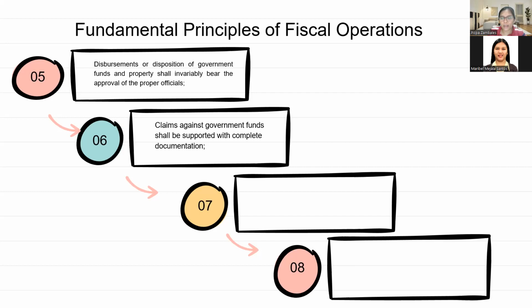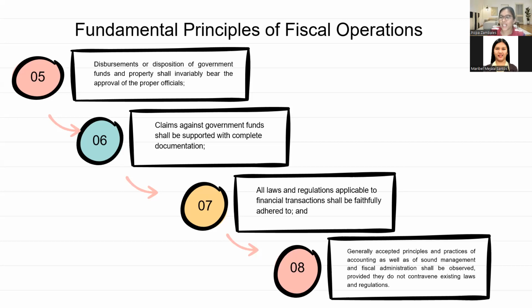Next, claims against government funds shall be supported with complete documentation. So this is our job as accountants, to check the completeness of the documents. Without complete documentation, then it's not a go. Okay, it's a no. Next, all laws and regulations applicable to financial transactions shall be faithfully adhered to. Ang dami nating rules and regulations as to kung paano tayo mag-spend. Transportation allowance lang, mas mahirap na, marami ng rules. So, we really have to abide, no? Sa government, we really live by rules.